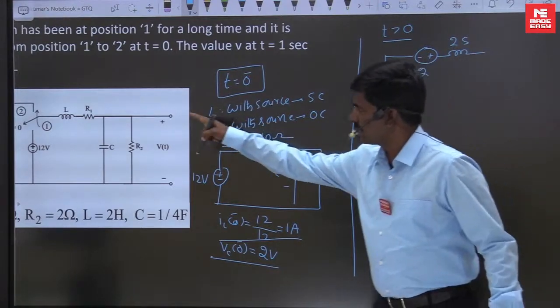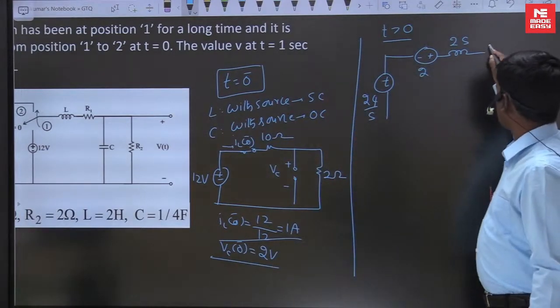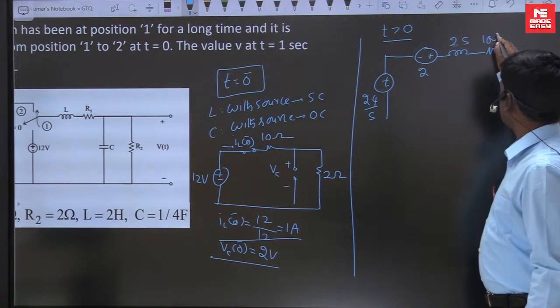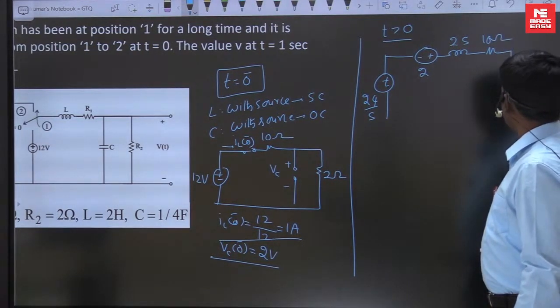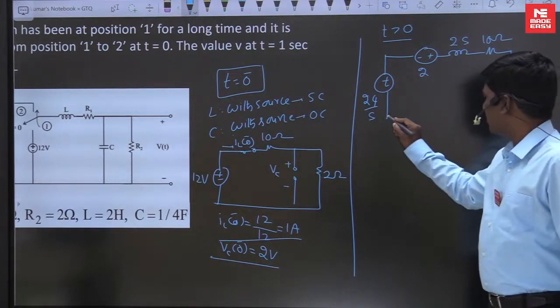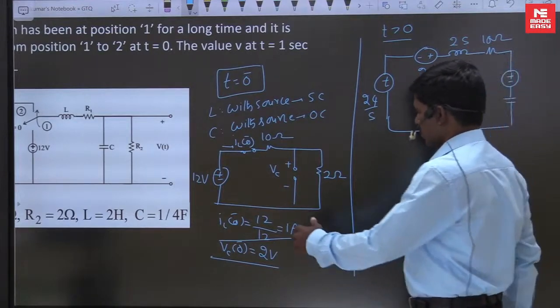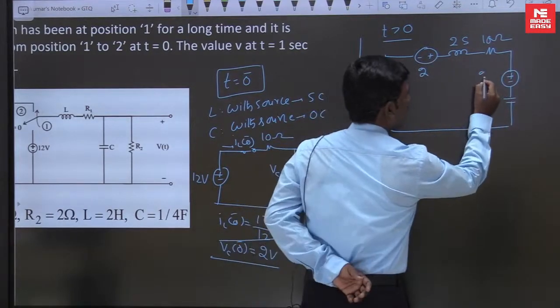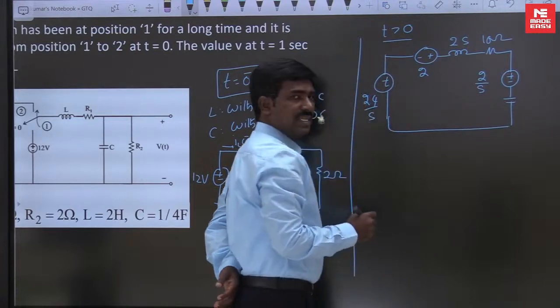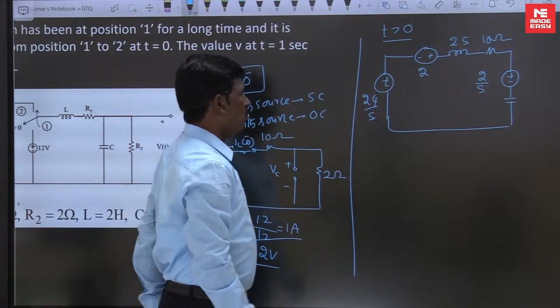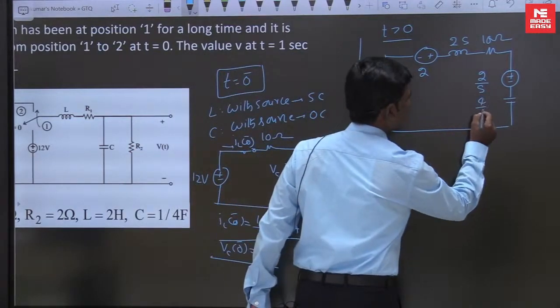And next resistance, Laplace transform of resistance is resistance only. This is a 10 ohms, and capacitor is replaced with a voltage source in series with the capacitor. Voltage source value is V naught by S. V naught is equal to how much? 2. This is 2 by S. 1 by CS, 1 by 1 by 4. This is 4 by S.